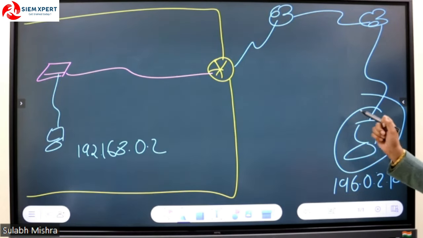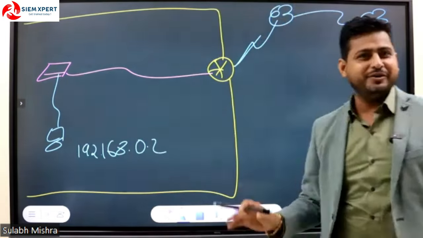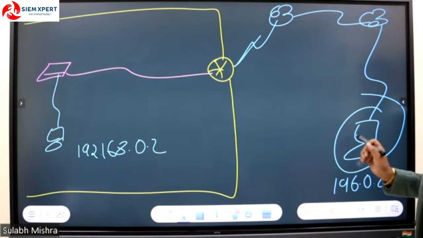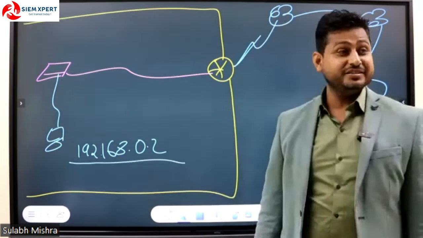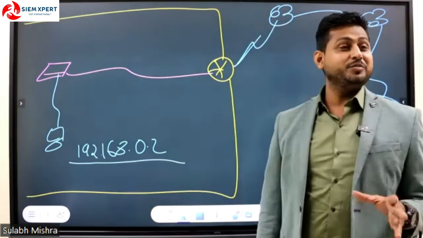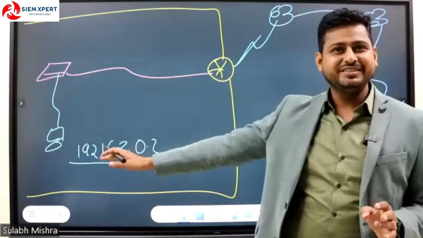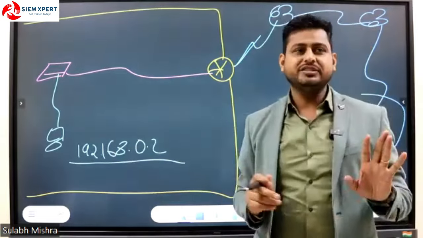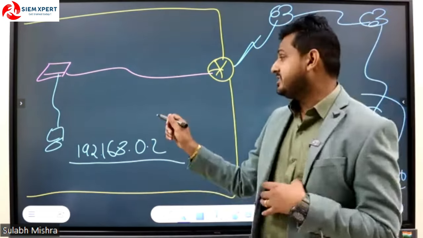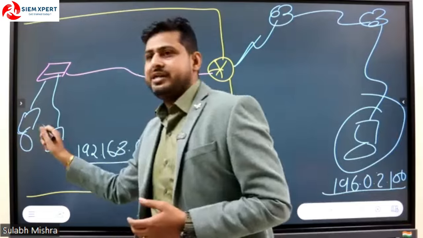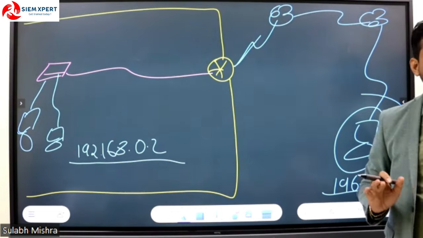No. Why can you not access it? Because this PC is connected with a public IP. The system has a private IP address, and any computer with a private IP address cannot be accessed directly from outside, from the internet. Your system is in the private network, and only systems that are part of the private network can access it. Any system which has a public IP cannot access it directly.